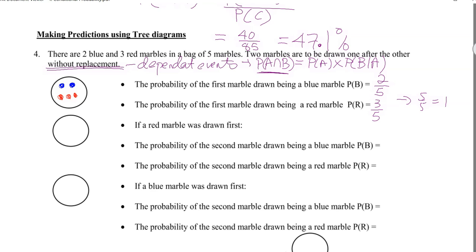If a red marble was drawn first, okay, so let's look at what we have. If a red marble was drawn first, we still have 2 blues.